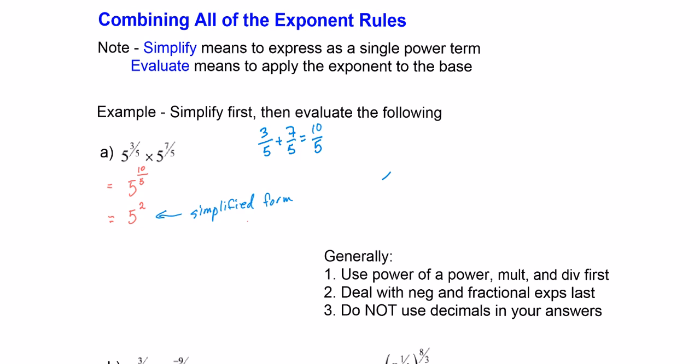We try to find our simplified form as the simplified fraction, as much as we can. Next, once we've got our basic exponent, now we just apply it. So we have 5 to the 2, which gives us 25. So this is going to be our evaluated form.